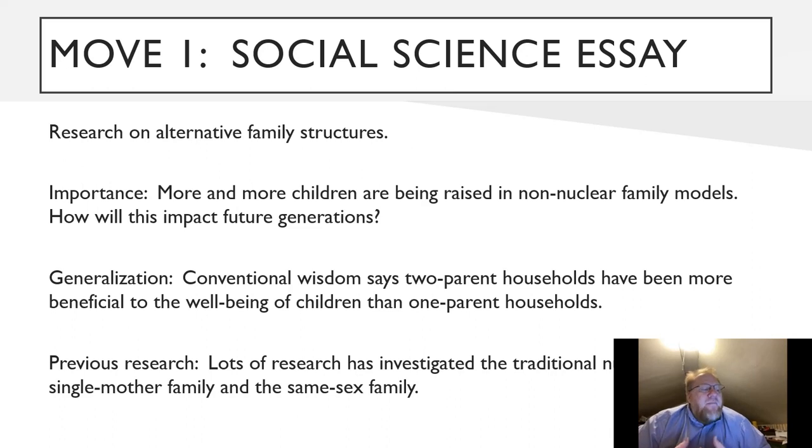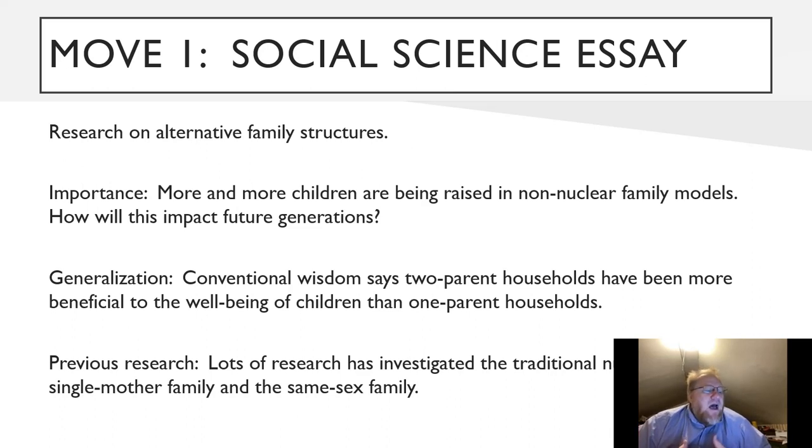So what's the importance? Well, as more and more children are raised in non-nuclear family models, how will this impact future generations? The traditional American nuclear family is one father, one mother, and 2.3 kids. That is changing drastically. It's also not the norm in many places in the world. And so what I want to know is, as the different types of family models emerge, what's the impact?